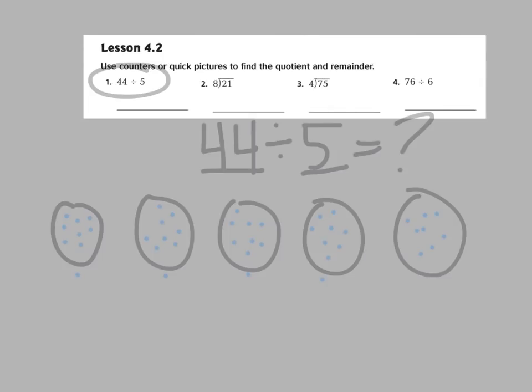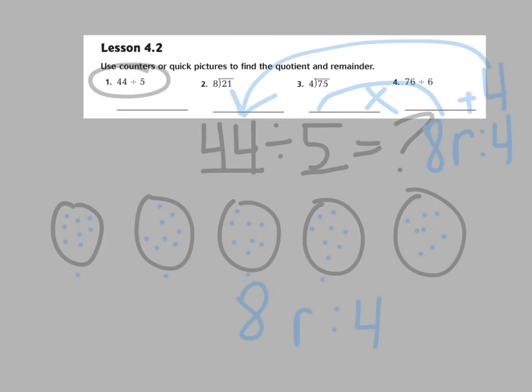So I know that these 4 are my remainder, and now I need to count what's inside of each circle because that is part of my quotient. 1, 2, 3, 4, 5, 6, 7, 8. My answer would be 8, remainder 4. And I can check this because 8 times 5 is 40, plus 4 is 44, and that matches my answer right there.